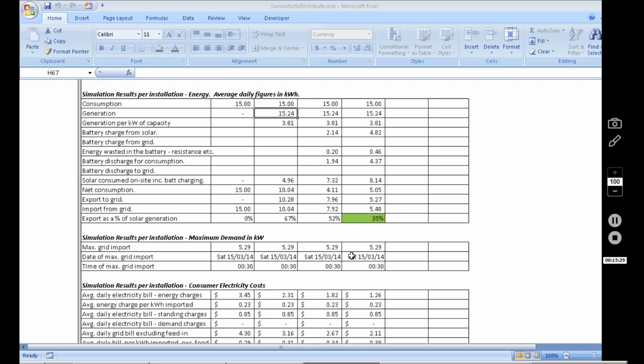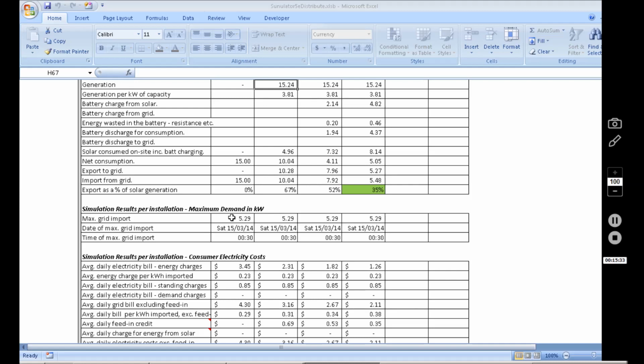Alright, there's a section here on maximum demand in kilowatts. So it's the maximum import from the grid, which can be important, especially if you were on a demand tariff or you were considering switching to a demand tariff. And interestingly, that's all happening early in the morning. There's a spike in electricity import going up to 5 kilowatts. So yeah, interesting appliance consumption use there.